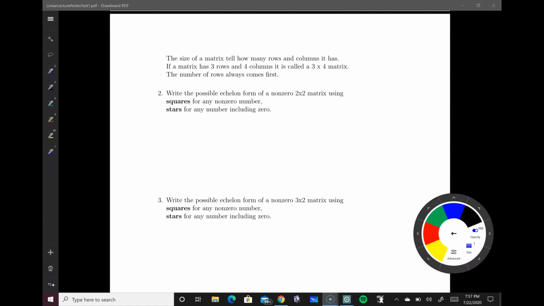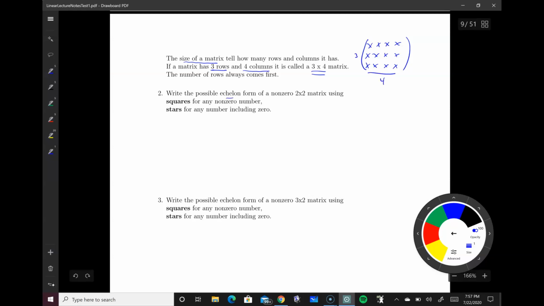All right, so we need to make sure we're understanding what the size of a matrix is. If it has 3 rows and 4 columns, we call it a 3 by 4 matrix. So 3 rows and 4 columns. So this would be the shape. So 3 by 4. Okay.